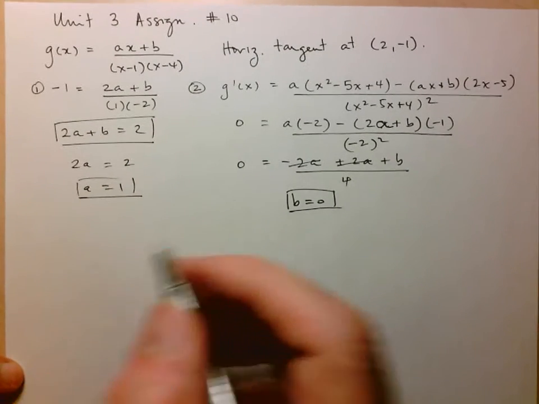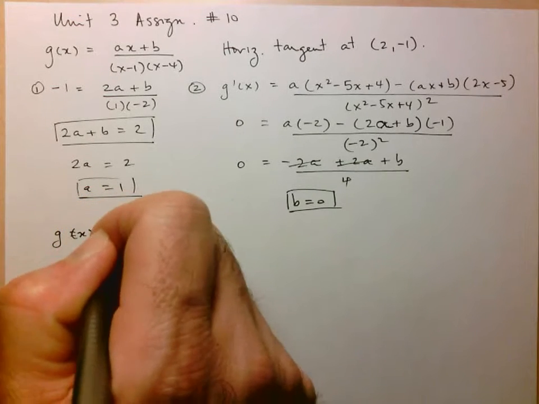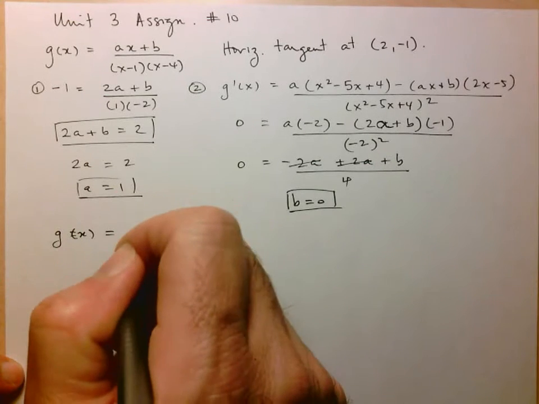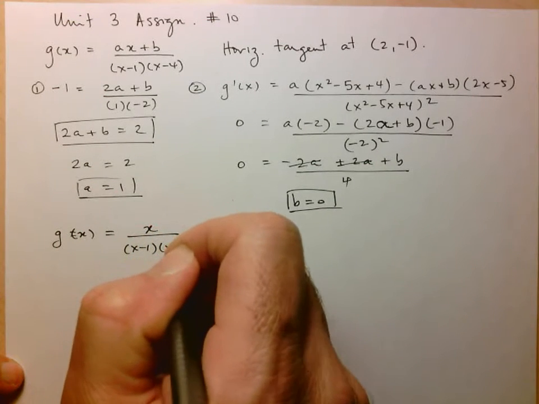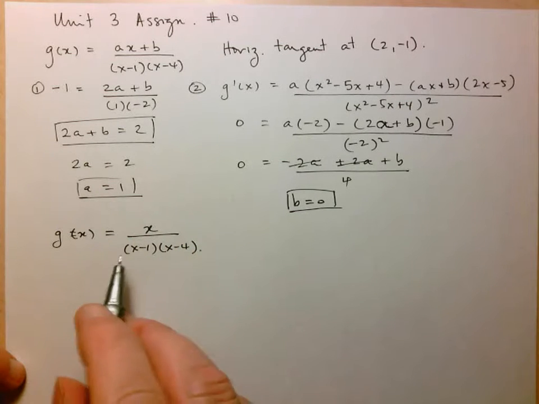Okay, so in the end, our function ended up being just a equals 1, b equals 0. So x over x minus 1, x minus 4. Okay, so this is what we now have to graph.